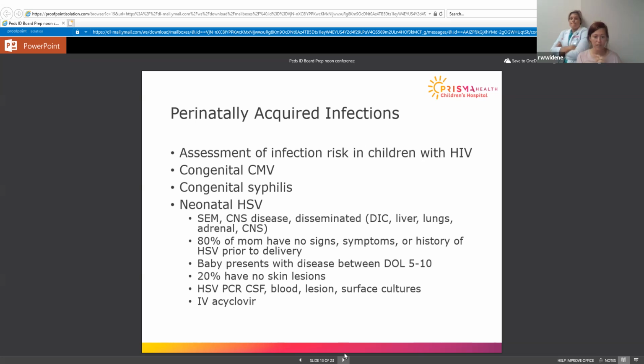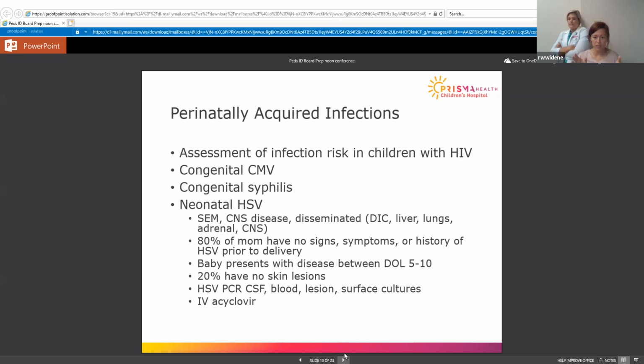Whenever I used to go to morning report, I always say this: most moms of babies who have neonatal herpes, 80% of the time, mom will have no sign, symptom, or history of herpes. So whenever the med student in morning report asks, does mom have a history of herpes? And Stallworth is like, no. Yeah, it's still nice to ask. It does not rule out neonatal herpes. Babies with neonatal herpes are going to present between day of life 5 to 10 on this board prep explanation. Clinically, anywhere from that up until like day 15, day 20.